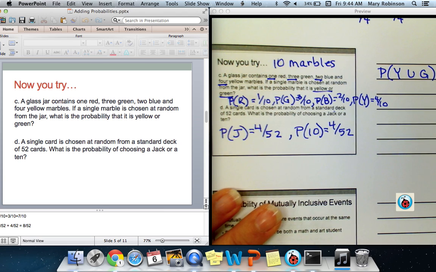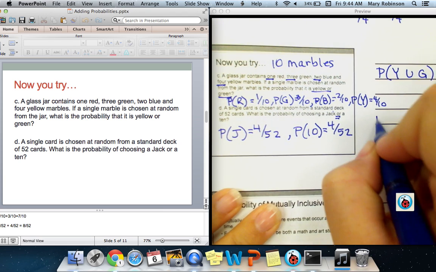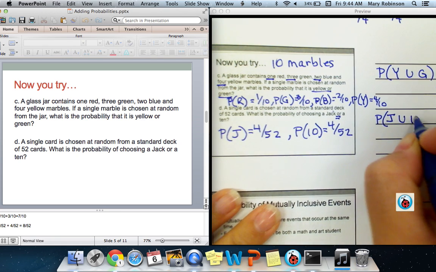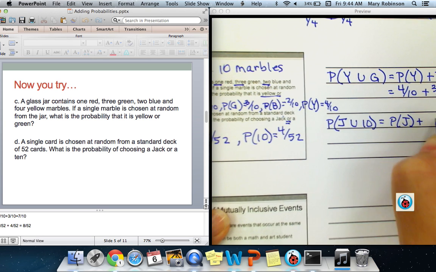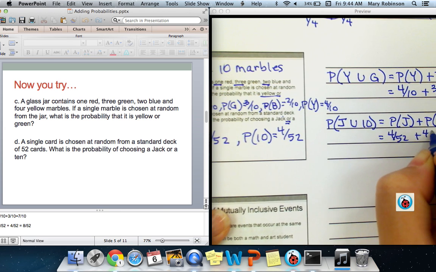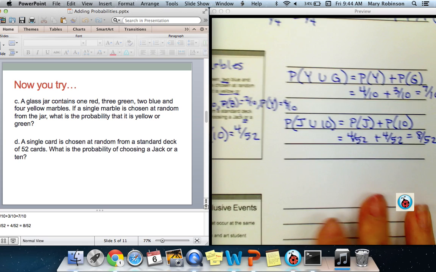So what is the probability of choosing a jack or a 10? So I know I need to add here. The probability of picking a jack or a 10, again, will be equal to the probability of picking a jack plus the probability of picking a 10, or 4 out of 52 plus 4 out of 52, giving us 8 out of 52.